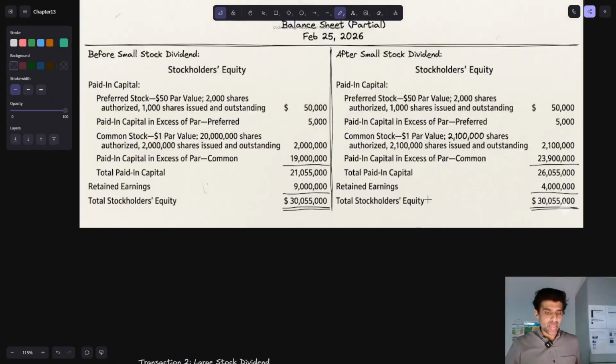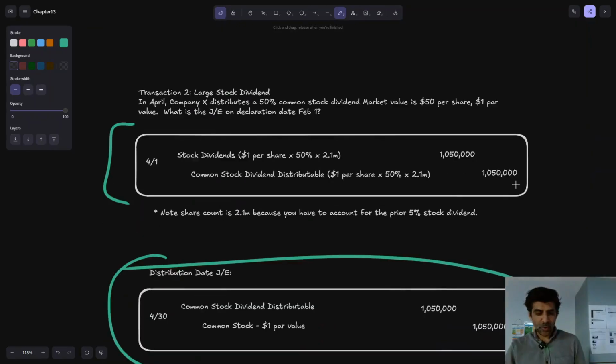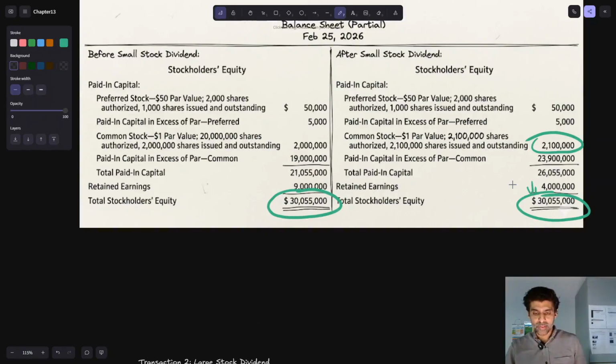You would see again that this amount is also going to be unchanged. We would have just basically further reduced retained earnings by 1 million, and then we would have increased this by 1 million, whatever, 1,050,000. So this would have gone down 1,050,000, this would have gone up 1,050,000, and this would be unchanged.